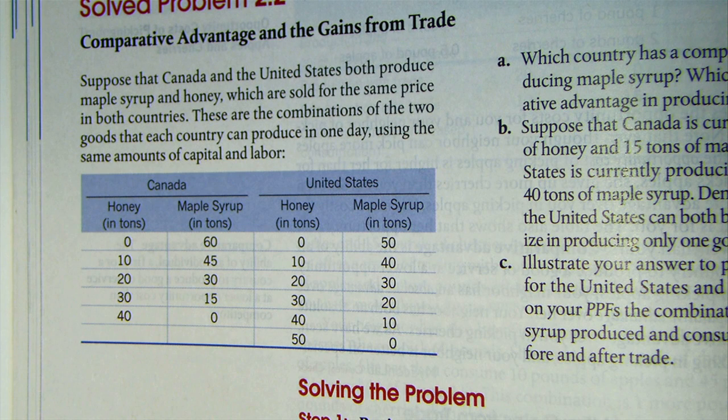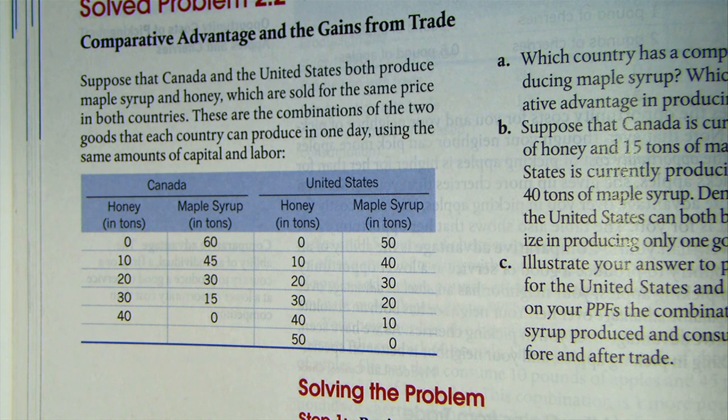So Canada specializes in maple syrup. They can make 60 tons of syrup with no honey. If they specialize in honey, they can make 40 with no maple syrup. US, if they specialize in maple syrup, can make 50 with no honey. If they specialize in honey, they can make 50 and no syrup.